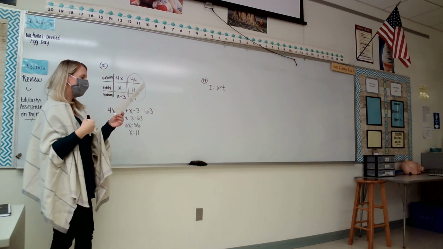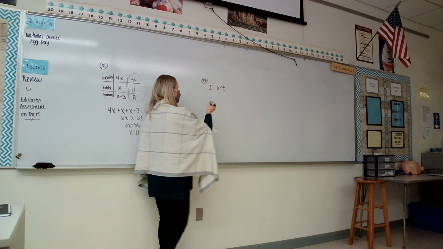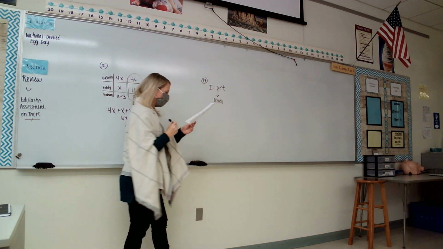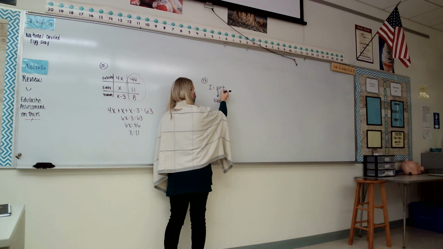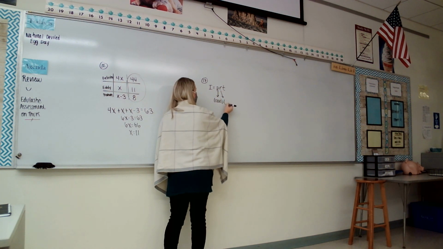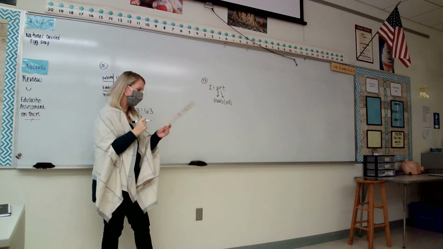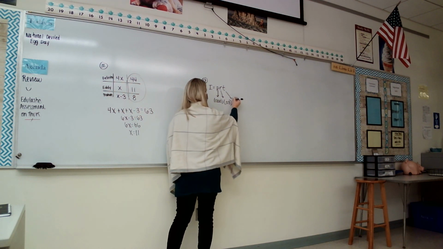You invest $1,200. Please don't put it for I, which means interest. If I invest, that's how much I put in. So that's 1,200. In an account, it earns 3% interest, so that's my rate. Your rate is always your percentage. And percentages, you're always going to write as a decimal, so move your decimal to the left. For 5 years. So my time is 5.